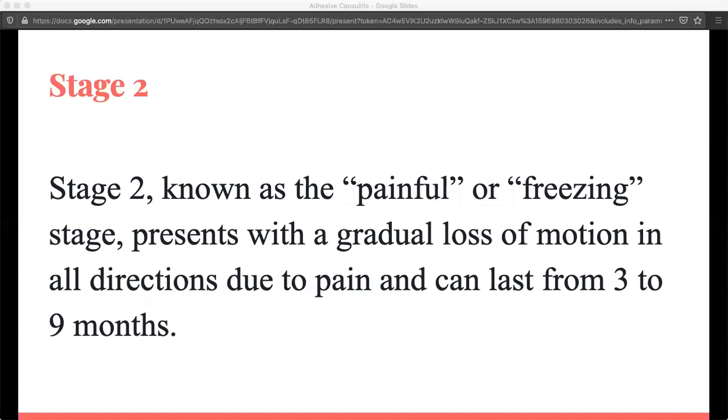which is the painful or the freezing phase. So in the first phase, it was more pain, not so much movement loss. In the second phase, which is probably the worst phase, you have pain and motion loss, both happening together. And this can last anywhere from 3 to 9 months. And the pain is related to the aggressive synovitis and the angiogenesis. So new blood vessels growing into the shoulder, as part of the inflammatory process, is what causes that.